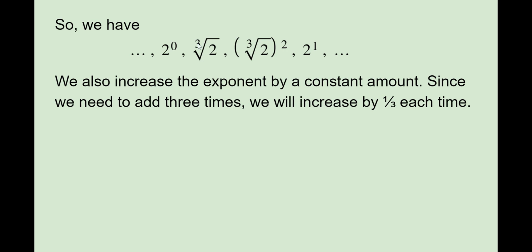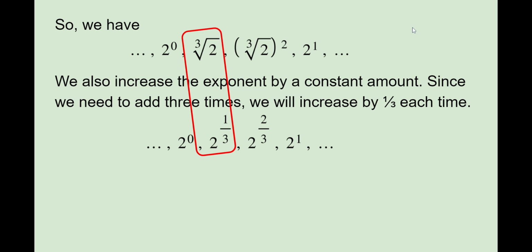Same thing. So multiply going to the right, and then I can also add to increase the powers. And since I need to add 3 times, and I need to go from a 0 to a 1, I'll add 1/3 each time. All right, so 2 to the 0 will be 2 to the 1/3. Then add another 1/3, which is 2/3. Add another 1/3 is 3/3, which is 1. All right, and so now I'll equate these two sequences.